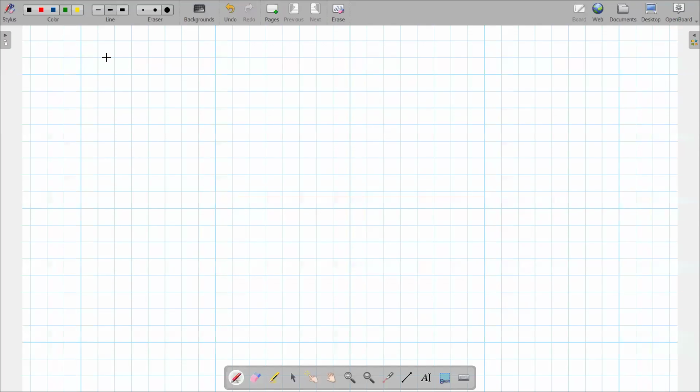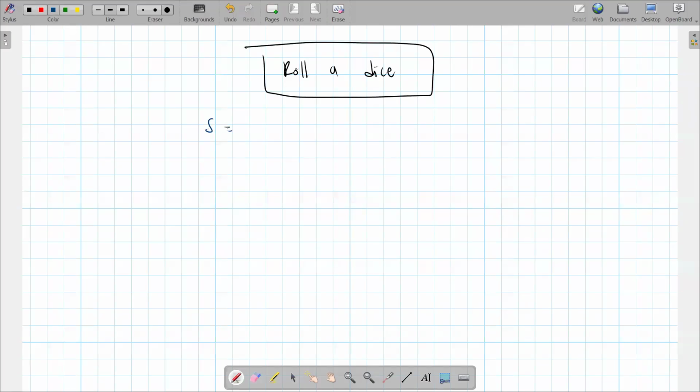So let's do something that's going to be a little bit more familiar to you. Let's say we roll a dice. We're just rolling one dice. What's our sample space? If you roll a dice, what are the possible outcomes? You can get a 1, 2, 3, 4, 5, 6, right? So what's NS? How many outcomes are there? 6.